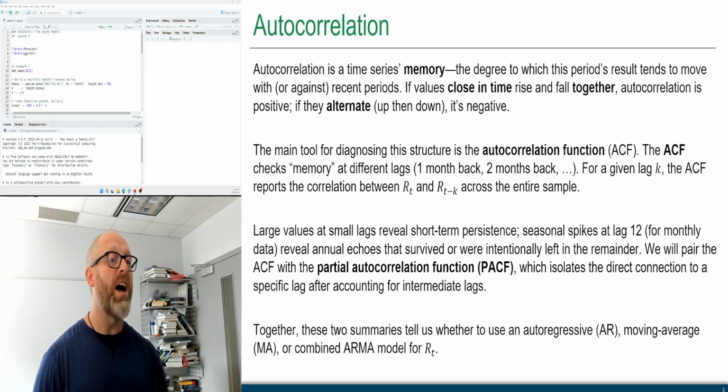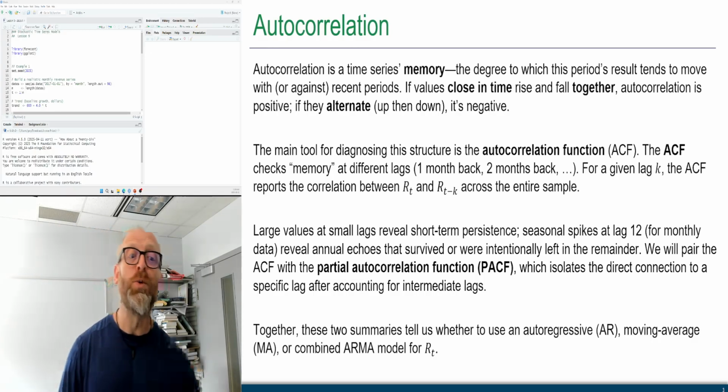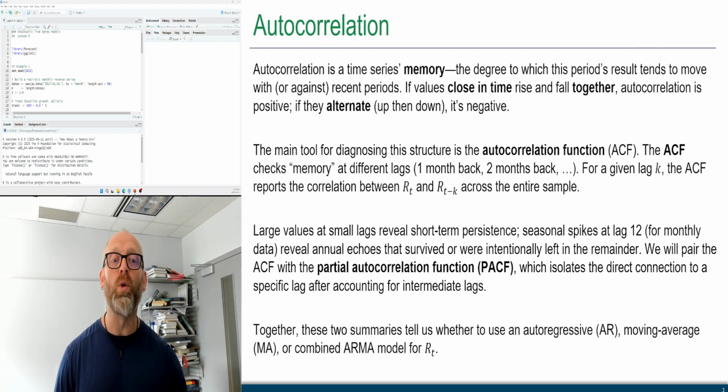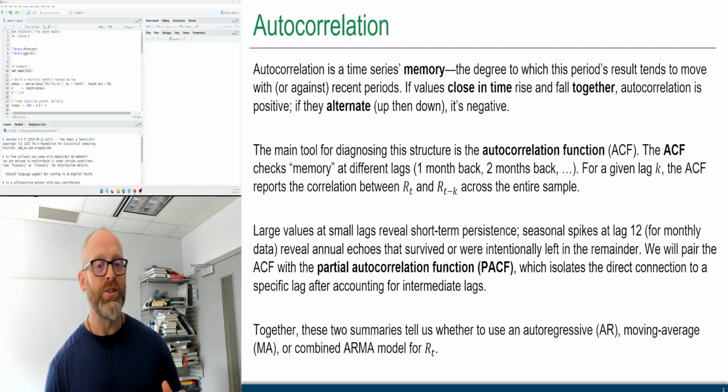So if values close in time rise and fall together, autocorrelation is positive. Now, if it's the alternative, one goes up and one goes down, then the autocorrelation is negative. How are these things correlated to one another? So the main tool for diagnosing this structure is the autocorrelation function. We'll define that in just a second. Now, the ACF for short checks memory at different lags. Remember, that's at different points in time. So it could be between now and 1 month, between now and 2 months, and so on. But this does it for all the different lags. So again, it checks how long things stay in memory.